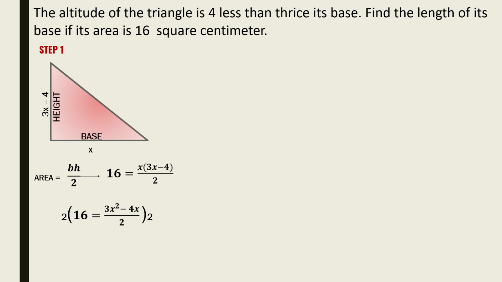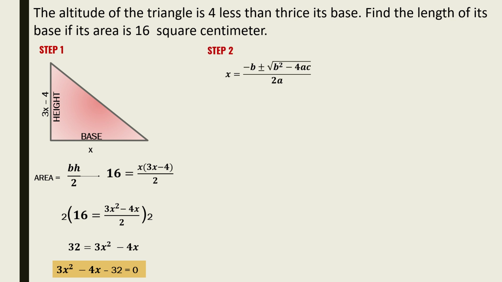And then, let's multiply both sides by 2. So, we have 2 times 16, that is 32. And then, on the right side, the 2 cancels out. So, it will become 3x squared minus 4x. And then, let's transpose 32 to the right so that we have the standard form. So, it will become 3x squared minus 4x minus 32 is equal to 0.